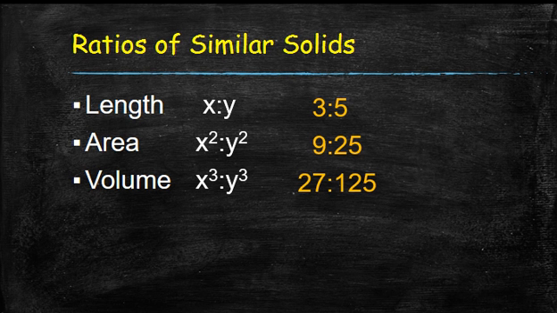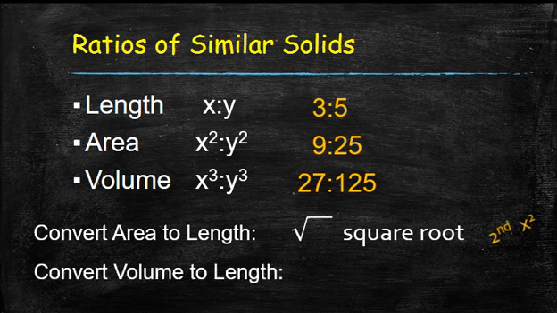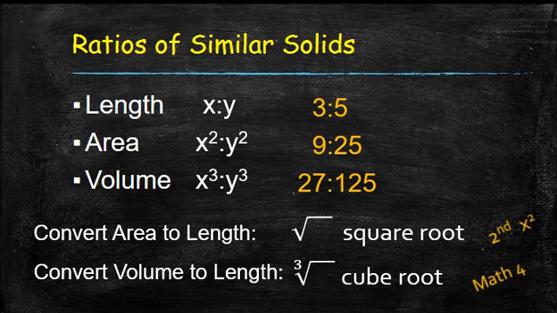If we want to take area to length, then what we need to do is undo that square. And to undo a square, we do square root. And on your calculator, that's second x squared. To take volume to length, we need to undo the cube. To undo the cube, we do cube root, which on your calculator is Math 4. Now, another thing to note, if you see the word scale factor, that's just another term for your length ratio.